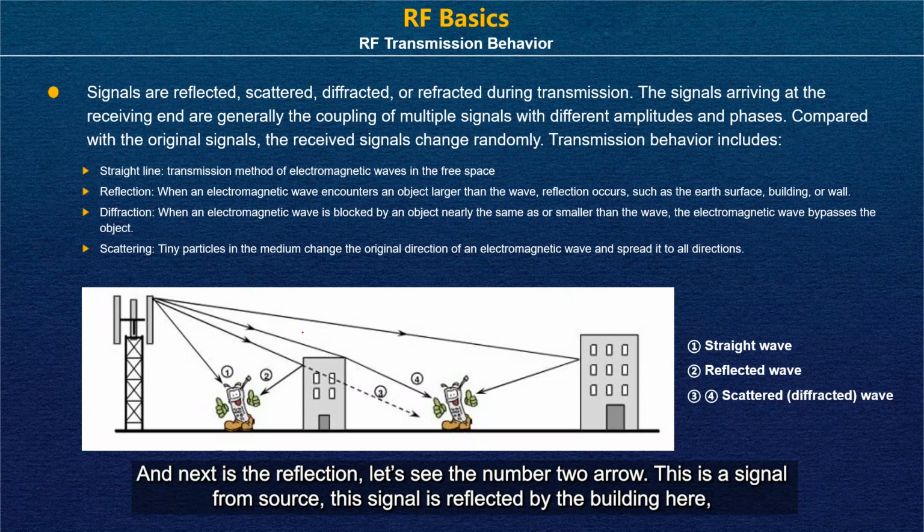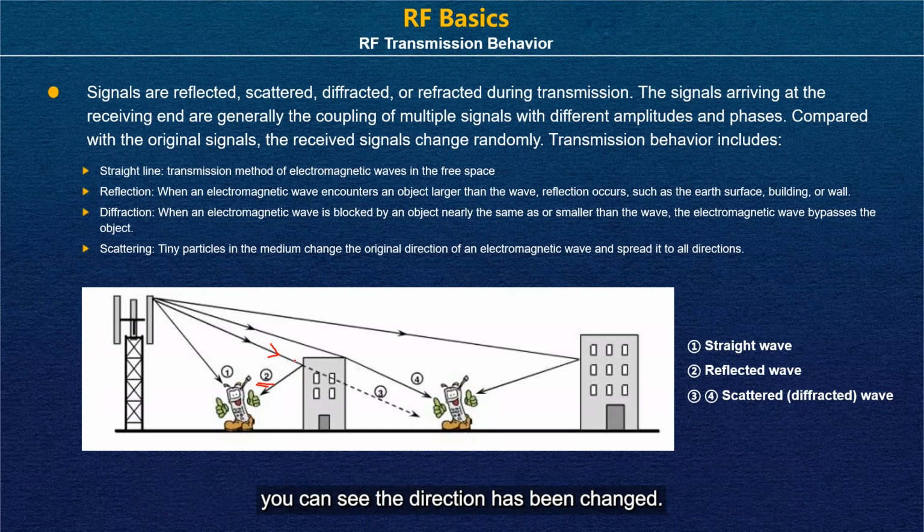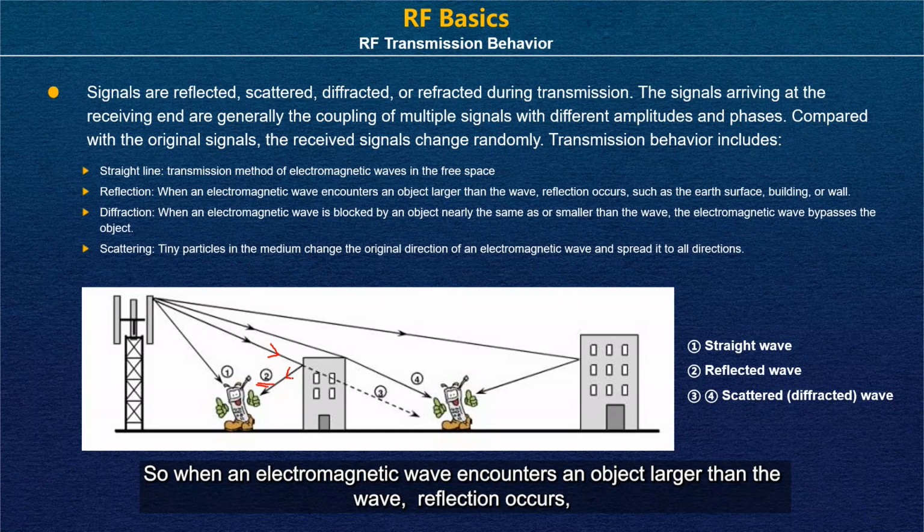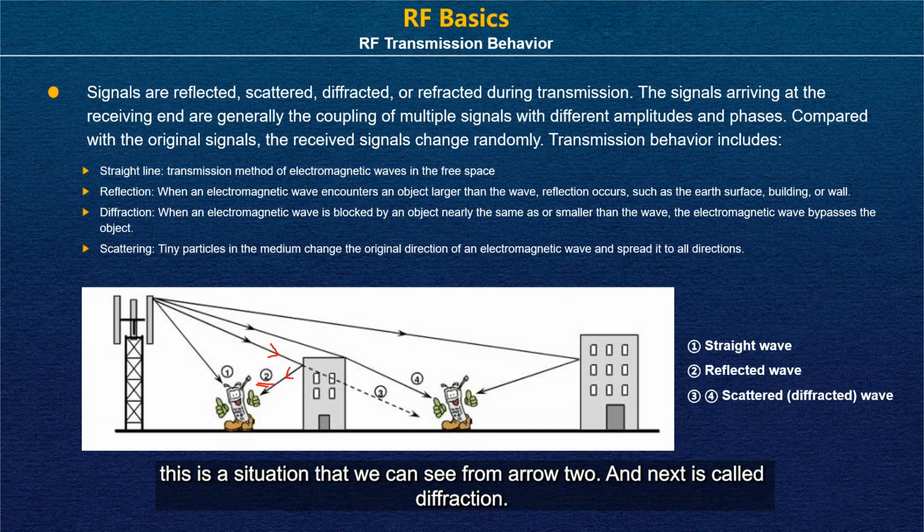And next is reflecting. Let's see the number 2 arrow. This is a signal from the source. Actually, this signal is reflected by the building here. You can see the direction has been changed. So when an electromagnetic wave encounters an object larger than the wave, reflection occurs. So this is a situation that we can see from arrow 2.